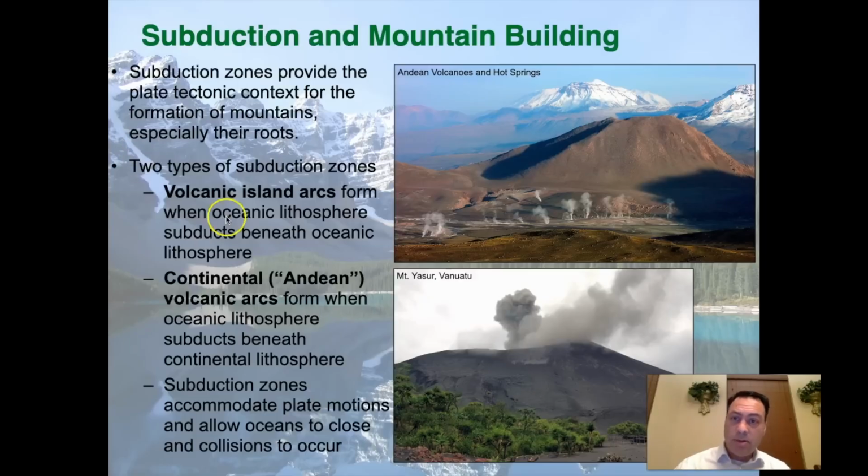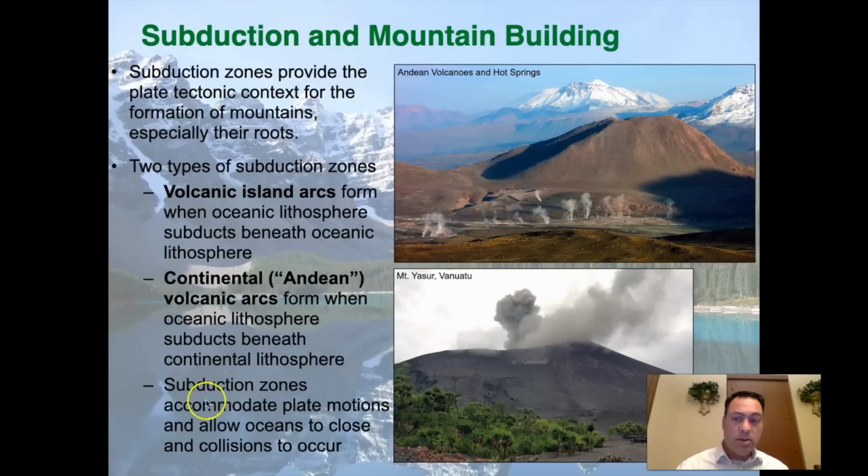There are two different types of subduction zones. We've talked about them already, but I just want to do a quick review because we're going to do a couple of slides on them in a moment. Volcanic island arcs form when the oceanic lithosphere subducts beneath other oceanic lithosphere. And then there's the continental, what we also call the Andean. It's named after the Andes Mountains. Andean volcanic arcs form when oceanic lithosphere subducts beneath continental lithosphere. So in other words, where the oceans are going beneath continents.